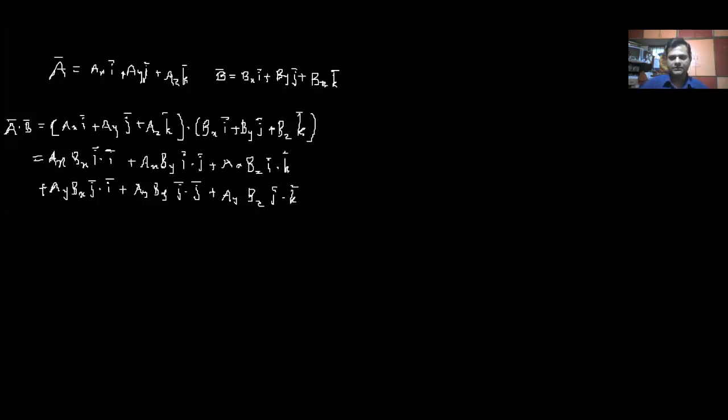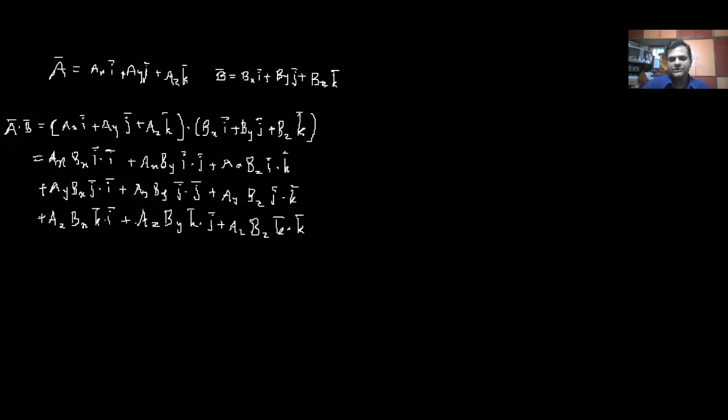Then here in the next step we have plus az bx into k bar dot i bar plus az into by into k bar dot j bar plus az into bz into k bar dot k bar.